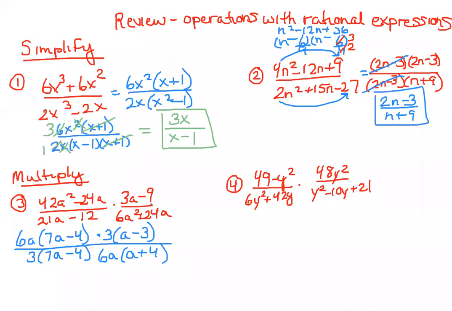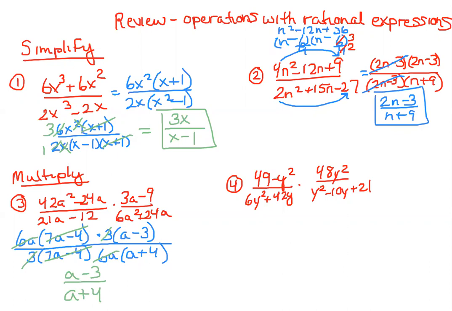What can we cancel? Well, 7a minus 4, 7a minus 4. And these 3's can cancel, the 6a's can cancel, and we're left with a minus 3 over a plus 4. Okie dokie. Over here to number 4.